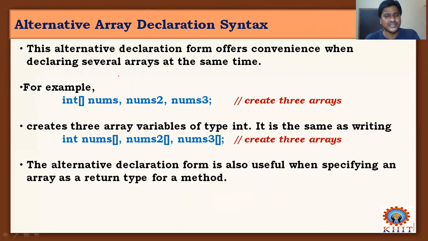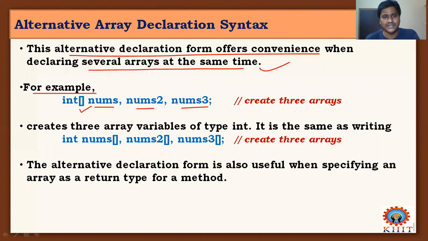And coming to here, this alternative declaration form offers convenience when declaring several arrays at a time. It is also cool for us. For example, we are declaring three single-dimensional arrays, and generally we use a set of square brackets individually for every identifier representing those three one-dimensional arrays.